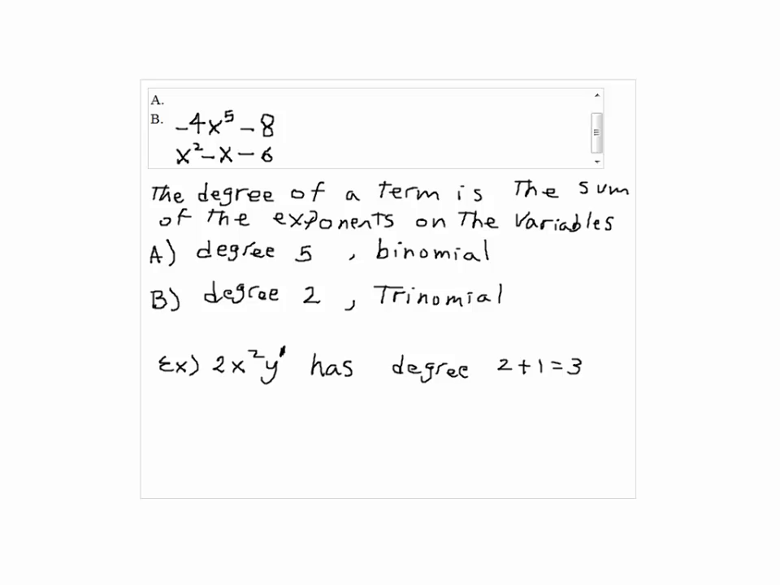Whereas with our examples, part A and B, we have a single variable, so we didn't have to add the exponents. The degree for the first term in part A is 5. That's the highest degree, so the degree of this polynomial is 5. And for the second one, the degree of the polynomial is 2.